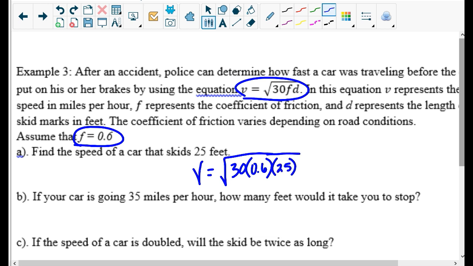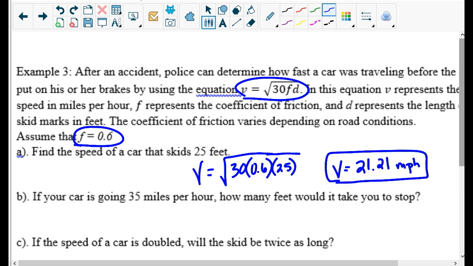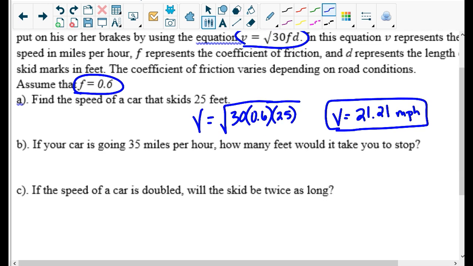Okay. So I'm just plugging that straight into my calculator, and I get V equals 21.21, and again this is miles per hour. So speed is 21.21 miles per hour. So that was pretty straightforward. Plugging it in, just plug it straight in the calculator, no solving, get my answer. But now what if the car's going 35 miles per hour? How far are the skid marks? Well, this is going to change things up a little bit.